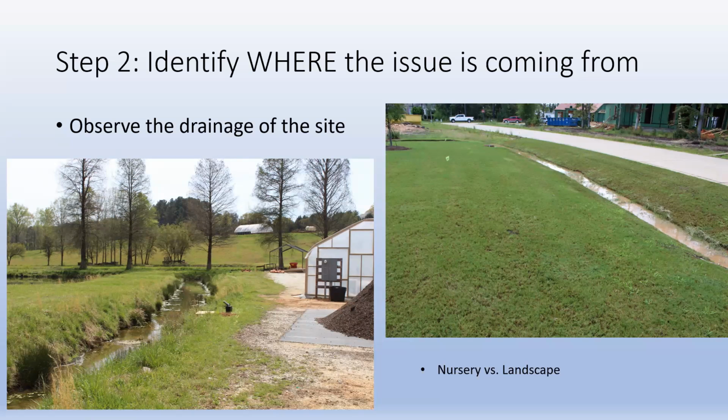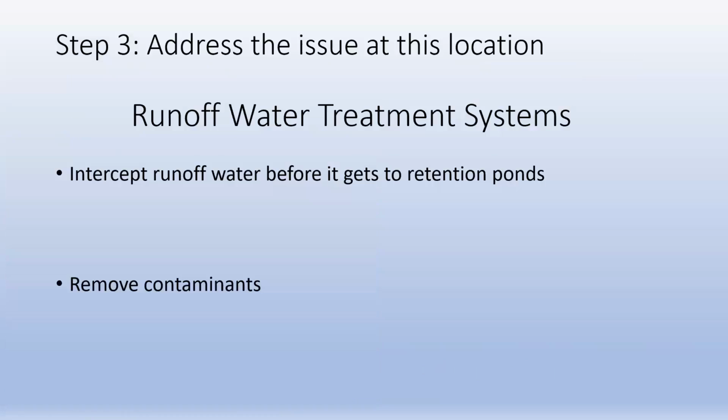So you're identifying where this issue is coming from, trying to get an idea of where you're going to attack this issue, which is step three, addressing the issue at the source, strategically implementing a system to address this runoff water where it's going to be the most actionable and beneficial to the environment, right?